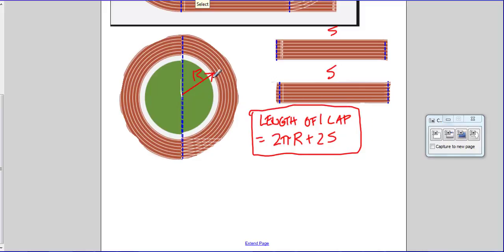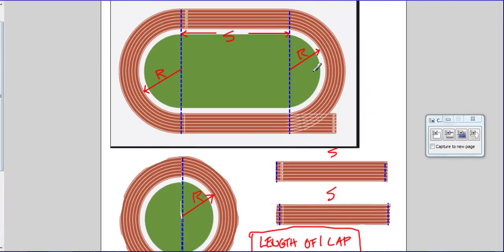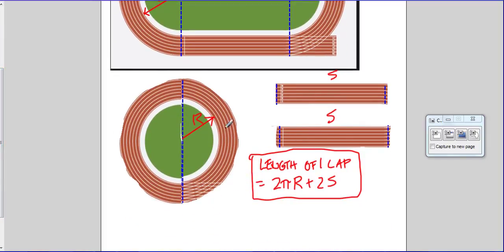So if I know the radius of the turns, and I have a track that has two straightaways and two semicircular curves, and I know the length of the straightaways, I can calculate the length of one lap using this formula. So if I know R and S, I can plug them in and I can find the length of one lap around a track. So let's just say R is 30 meters. Let's say S is 100 meters.